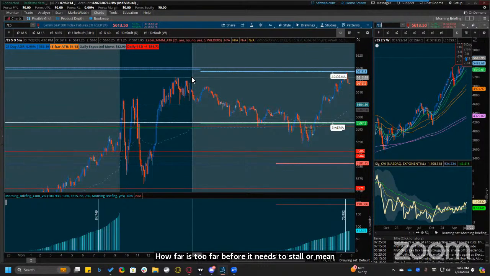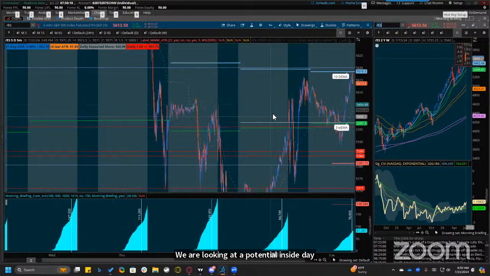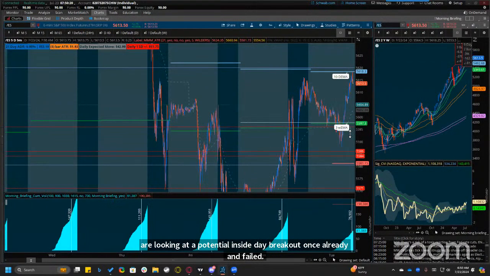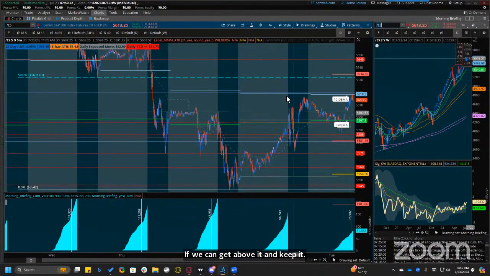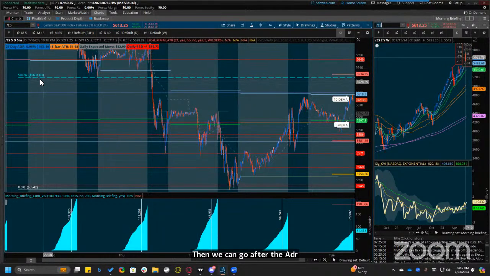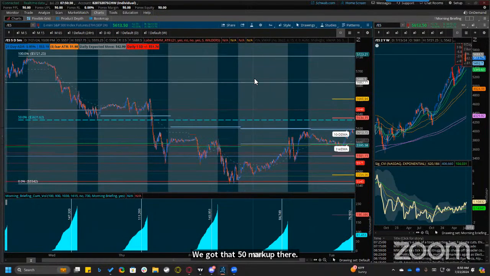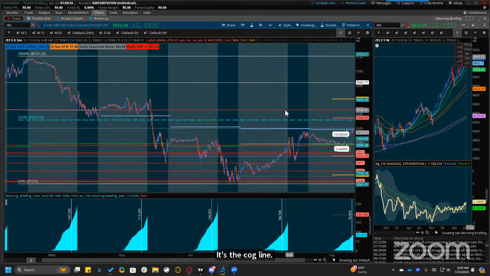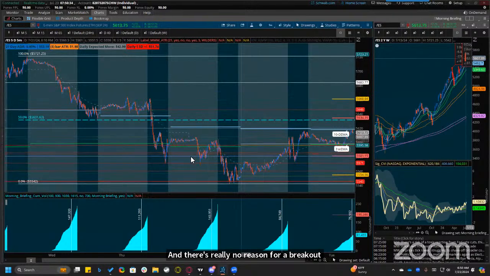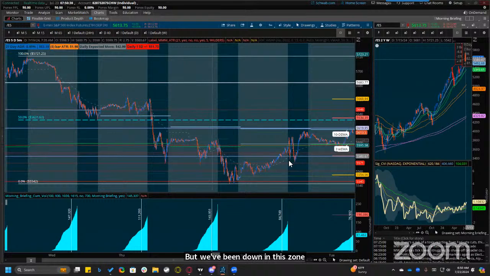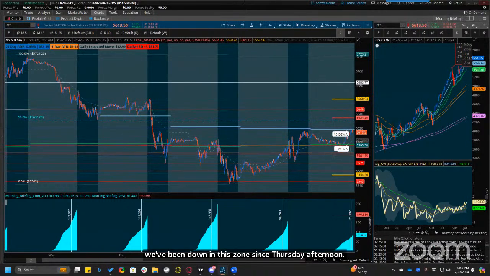We are looking at a potential inside day breakout. It tried it once already and failed. If we can get above it and keep it, then we can go after the ADR lines. Just keep in mind, we got that 50% mark up there. It's the cog line. And there's really no reason for a breakout. It's not to say that we can't, but we've been down in this zone since Thursday afternoon, Friday, Monday, right? Here we are now on Tuesday.